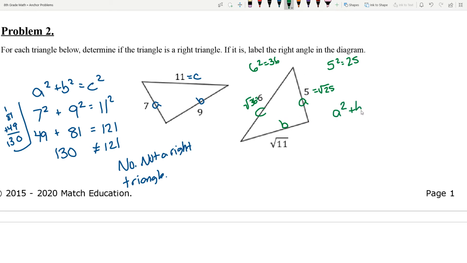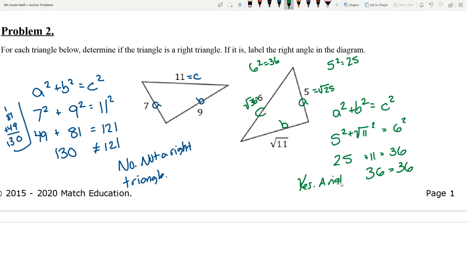In theory, A squared plus B squared would have to equal C squared. So 5 squared plus the square root of 11 squared would have to equal 6 squared. 5 squared is 25, the square root of 11 squared is 11, and 6 squared is 36. Yes, this is 36. 36 equals 36, so yes, a right triangle is here. And let's go back and say, well, where is that right angle? I kind of ruined it early, sorry. It's right in between the two legs and across from the hypotenuse.